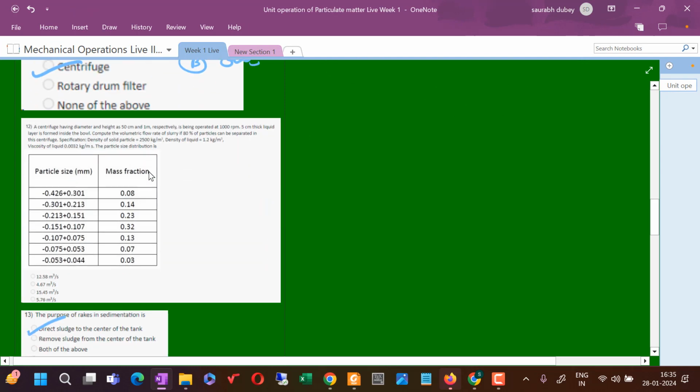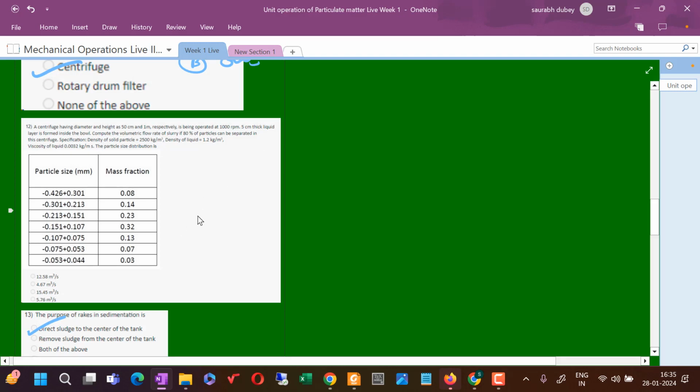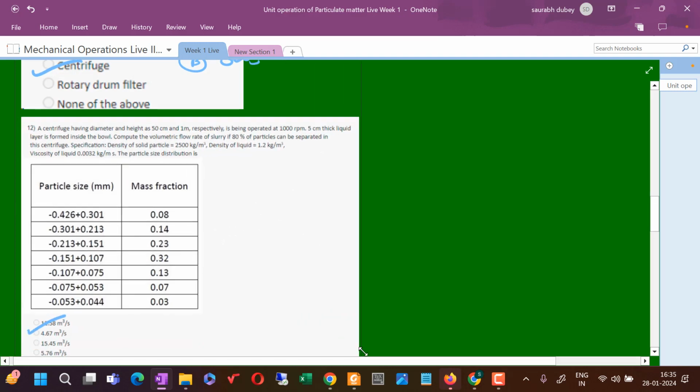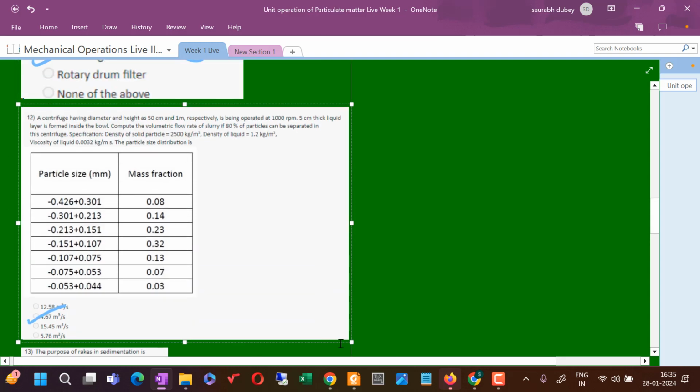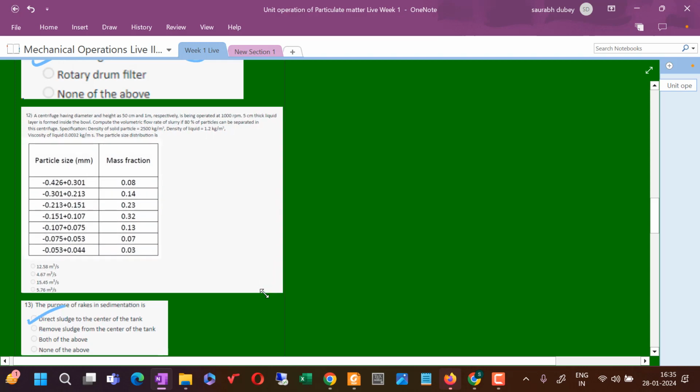Now if you see this question number 12, a similar example is also there in the lecture. This is a very straightforward question. So you look at this, you read, and we will be solving it soon. You read it.